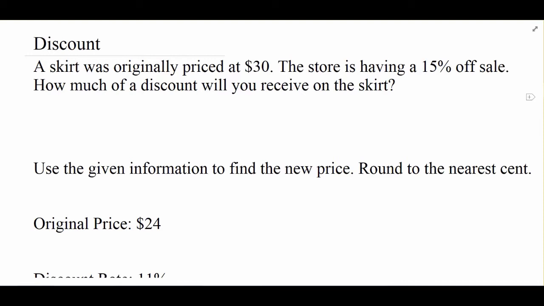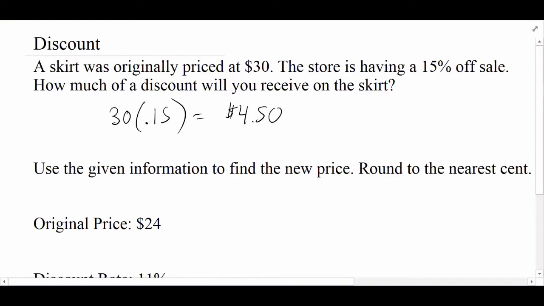Now, discounts are going to behave in a very similar way to how sales tax behaved. If we have a skirt that originally cost $30, but then there's a sale for 15% off, we could calculate the amount of the discount by saying, let's multiply 30 and 15%, where 15% we're going to write as 0.15, and that's going to give us $4.50. And so $4.50 is how much comes off.